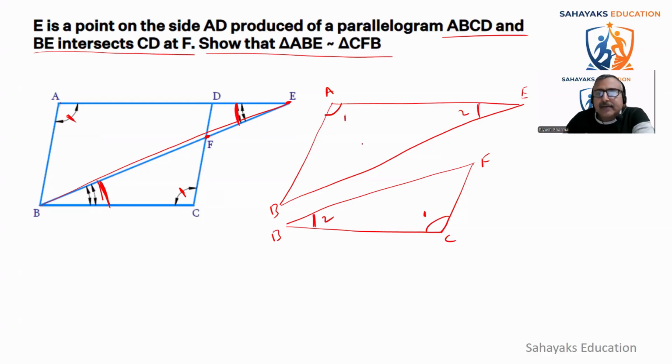So I can say that by AA similarity, because two angles are same, this triangle is similar to this triangle, or triangle ABE is similar to triangle CBF. These are similar. Guys, you have to write all these things. I'm just telling you how it is done, but you have to write it in the exam. Don't just leave it the way I'm leaving it here. Okay. So coming to the next one.